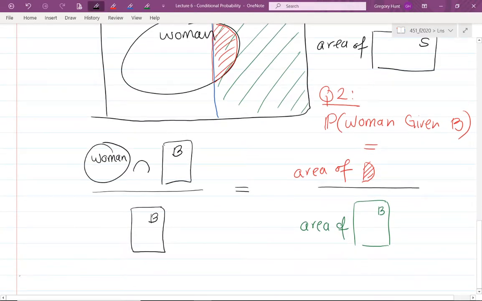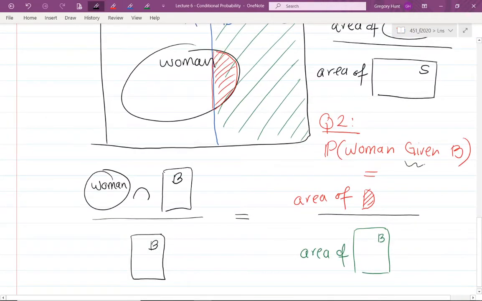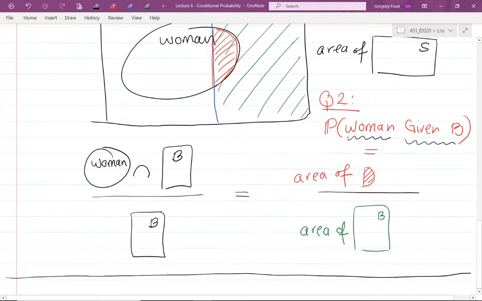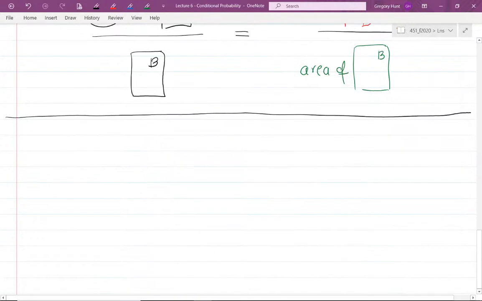Okay, so that's our motivating example. This kind of thinking, where I want to condition the probability of some event, in this case being a woman, on some other event, in this case being in party B, I can look at the probability of the event and being in my conditioning event, in this case B, divided by the probability of that conditioning event. So this motivates a definition of conditional probability.